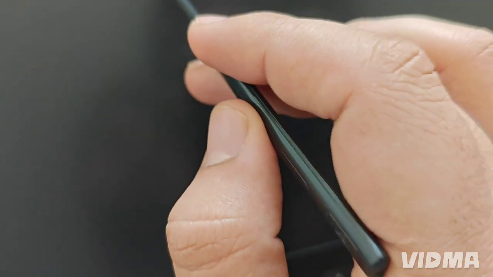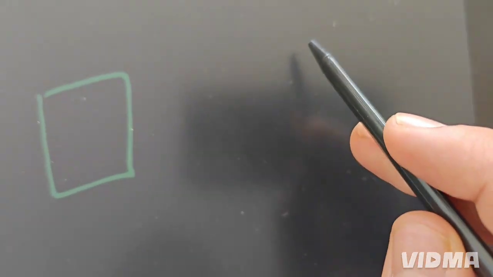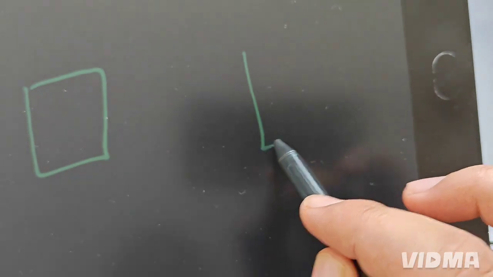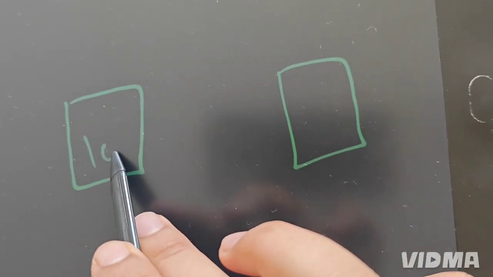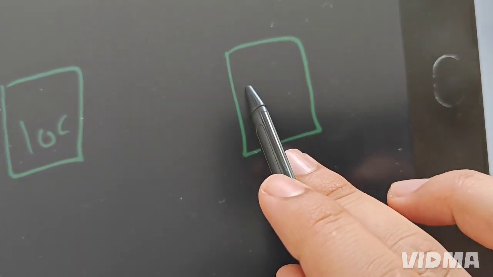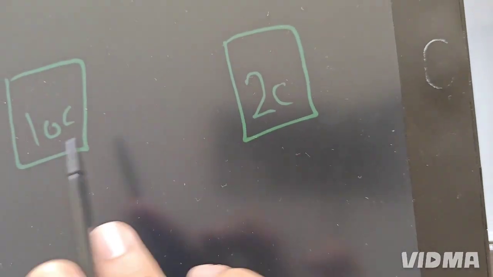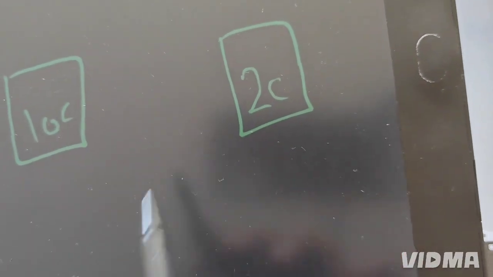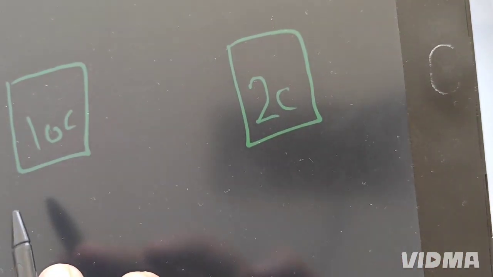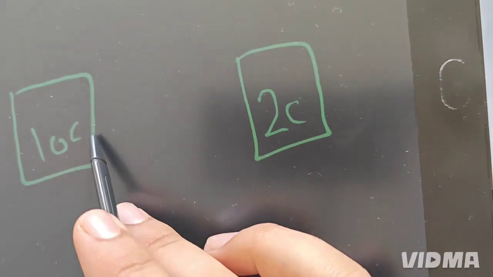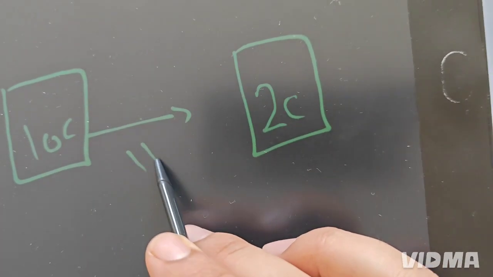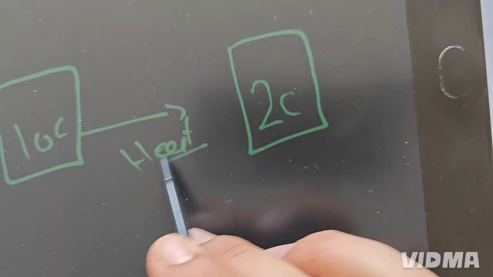For example, if we have two objects, this is the first object and this is the second object. The temperature of the first object is 10 Celsius, but the temperature of the second object is 2 Celsius. Because the temperatures of both objects are different, the first one 10 Celsius, the second one 2 Celsius, in that case, you have transferring energy. This transferring energy is called heat.